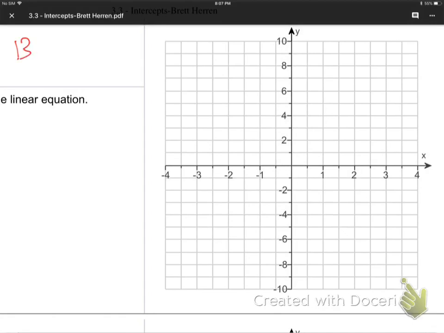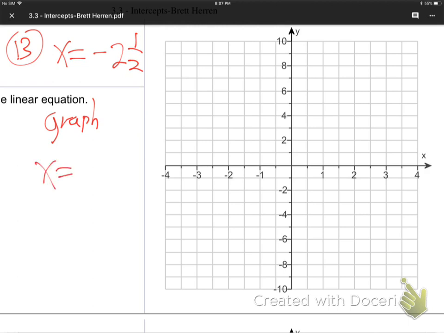So number 13, x equals minus 2.5, graph it. I would just turn that mixed number into a decimal. Are you comfortable with doing that? So I would turn that into a minus decimal, minus 2.5. So how do we graph that?